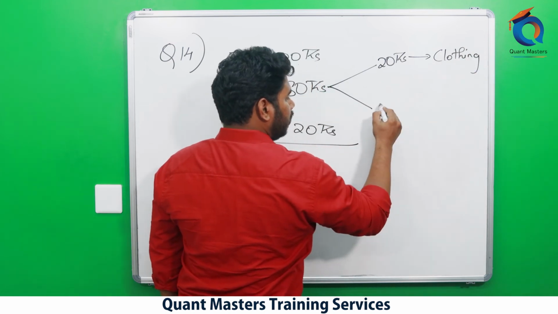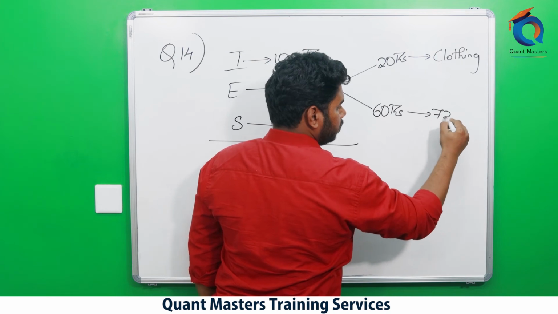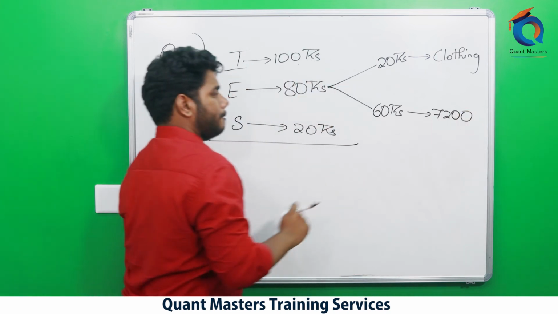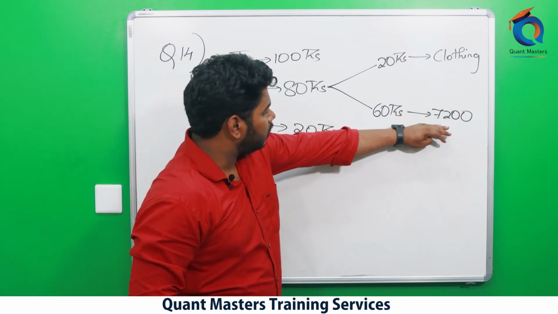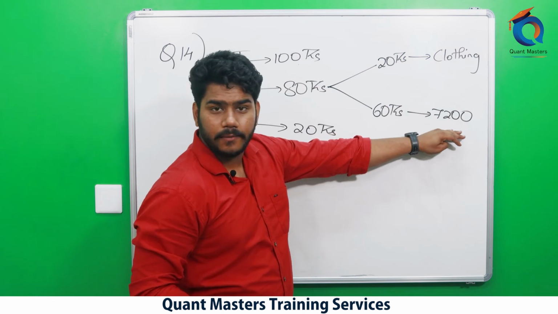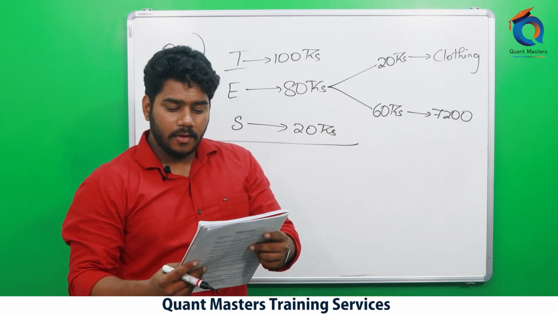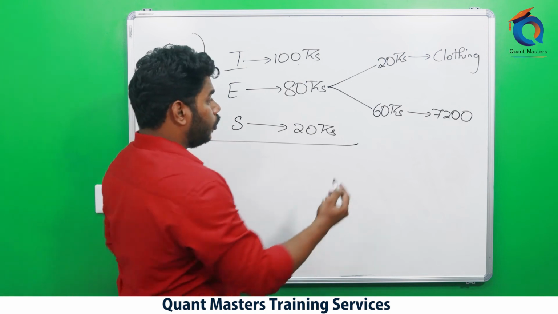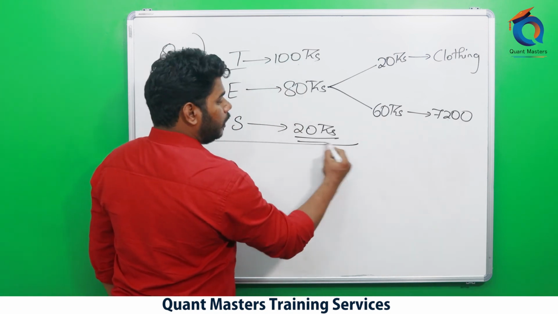And they are telling the remaining 60 rupees is nothing but 7,200. I hope you have understood. 7,200 is his expenses other than clothing, which means this 60 rupees is 7,200. What are they asking in the question? They are asking to find his saving. So if 60 rupees is 7,200, saving is what? 20 rupees is how much?